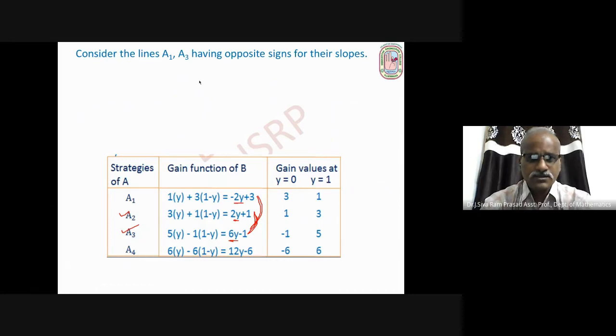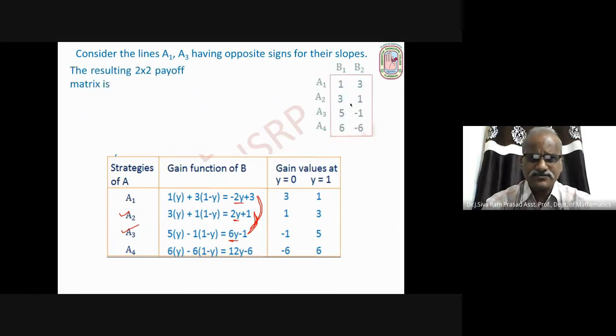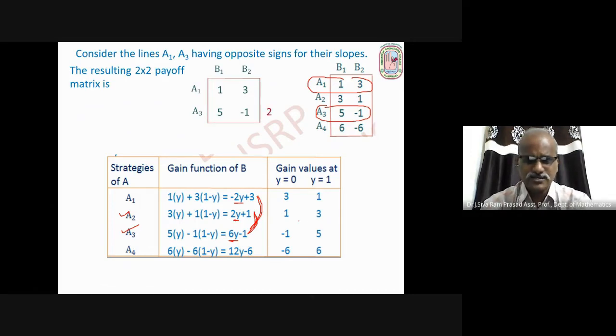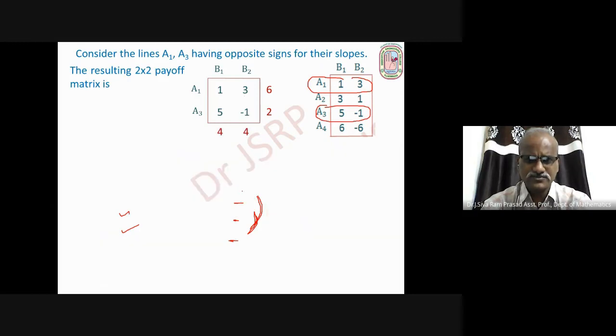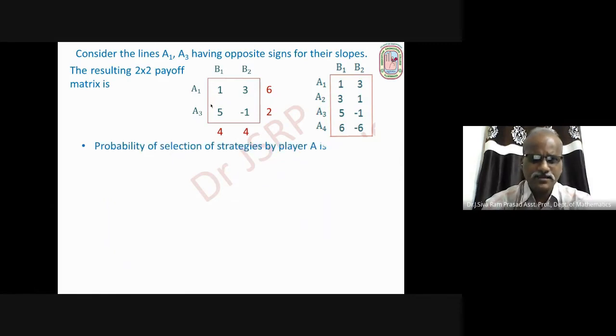Right. So from the original matrix, take first row and third row. Take first row and third row. So this is the resulting 2 by 2 matrix A1, A3. So 1, 3, 5, minus 1. Solve this matrix. Same: 1 minus 3, 2; 5 minus minus 1, 6; 1 minus 5, 4; 3 minus minus 1, 4. Okay, right? Probabilities of selection of strategies for player A. P1 equals opposite value 6 by 6 plus 2. Simplify this, 3 by 4. P3 opposite value 2 by 6 plus 2. This is 1 by 4.